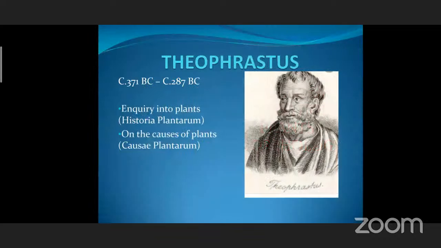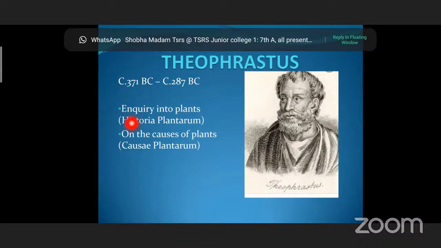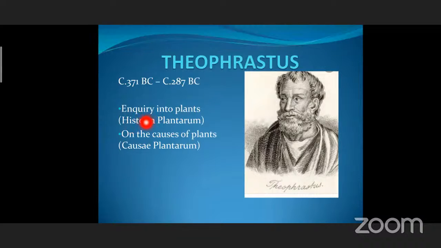Do you know the father of botany? The father of botany is Theophrastus, in the period of 370 BC to 280 BC. He wrote mainly two books: Enquiry into Plants, that is Historia Plantarum, and the second book, On the Causes of Plants, that is Causae Plantarum. He described the external and internal characters of some 500 plants in his book De Historia Plantarum. He is the father of botany.